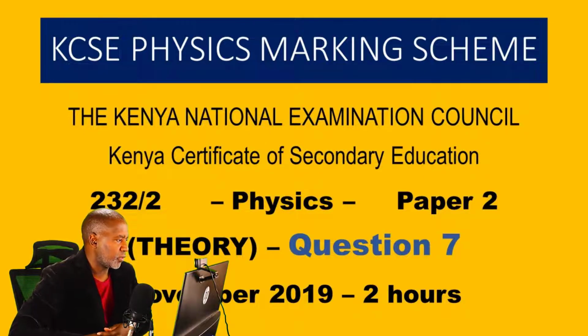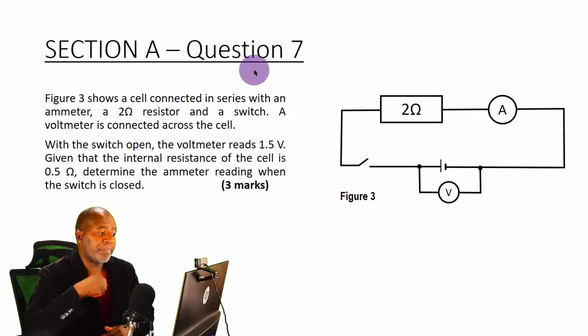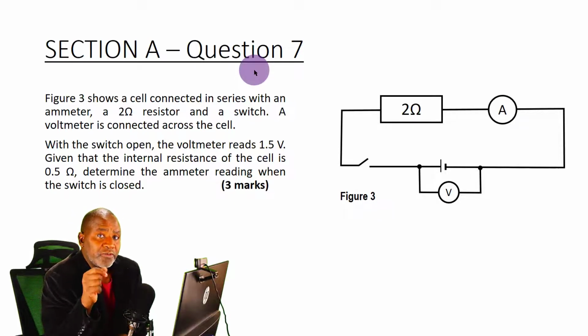So in question 7, this is about internal resistance of a cell. We are told that figure 3 shows a cell connected in series with an ammeter, a 2 ohm resistor, and a switch. A voltmeter is connected across the cell. When the switch is open, the voltmeter reads 1.5 volts.